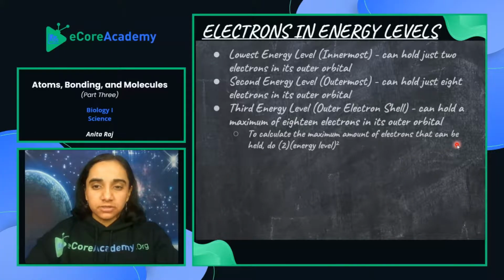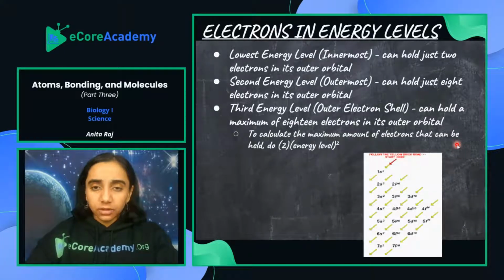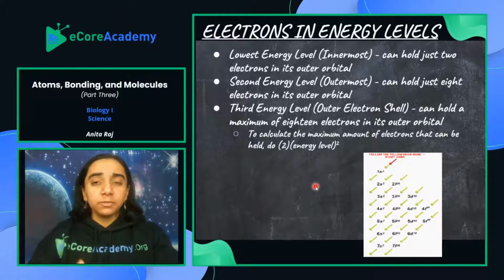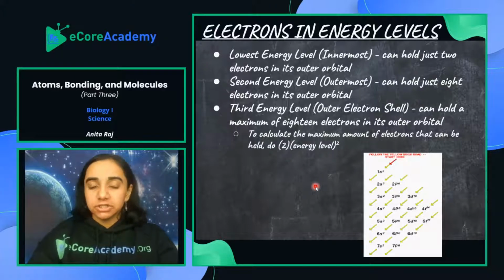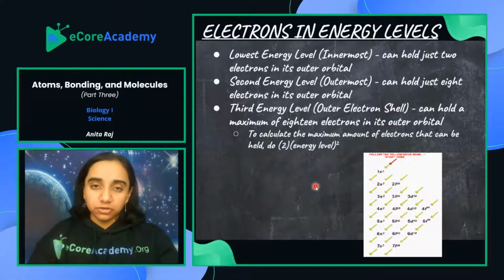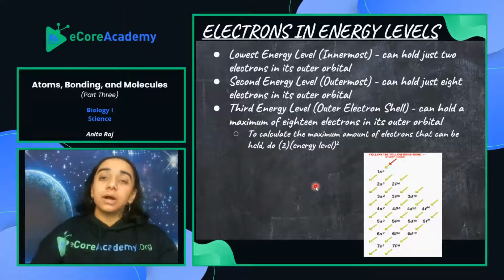So let's talk about electrons and energy levels. We have different energy levels. Like we were saying before, electrons can jump from energy level to energy level, either by absorbing energy, getting even more energy, or emitting energy, meaning losing energy. So they will drop energy levels, or they will go up energy levels.